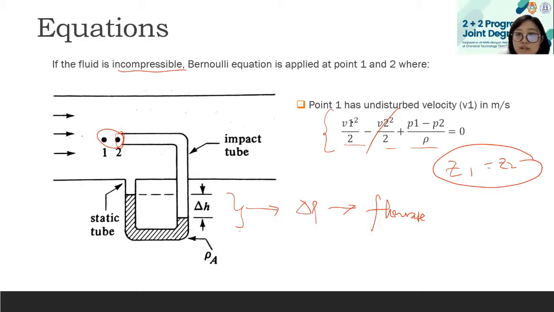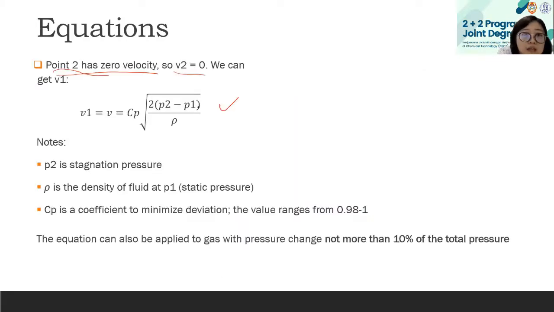So what we have left is only V2 squared over 2 equals delta P over density. After I move the 2 to the other side and take the square root, because previously it was V2 squared, I get this equation.